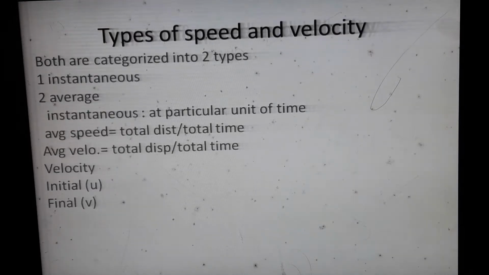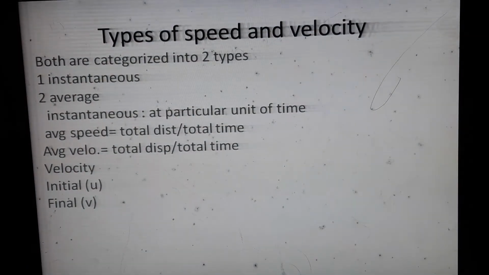Hello everyone. So in the previous article we learned about speed and velocity. Now let's see the different types of speed and velocity. Both are categorized into two types, that is instantaneous speed and average speed. Velocity is also categorized as instantaneous velocity and average velocity.